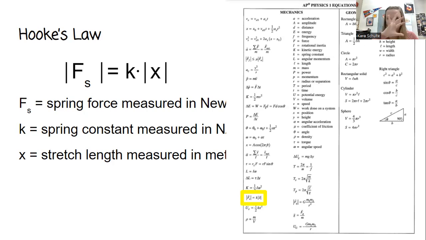As I said in the last video, the forces equations are kind of all over the place. So I'm going to definitely point out where they're at when you're looking for them. Let's jump in and look at some problems.